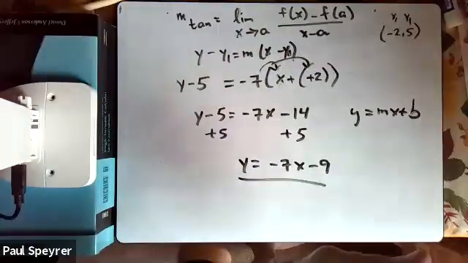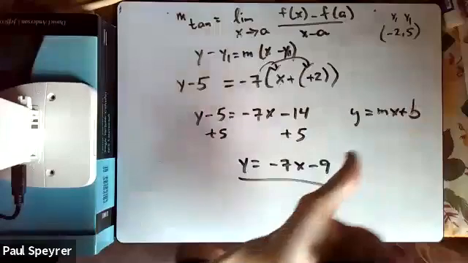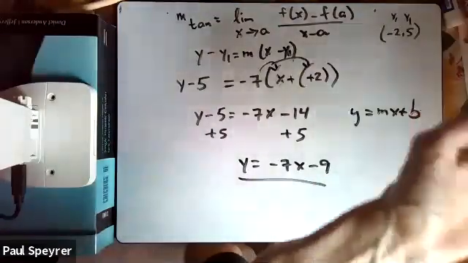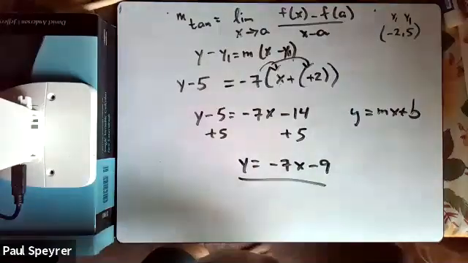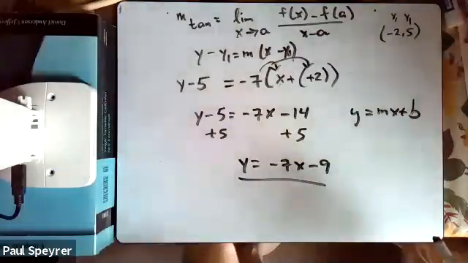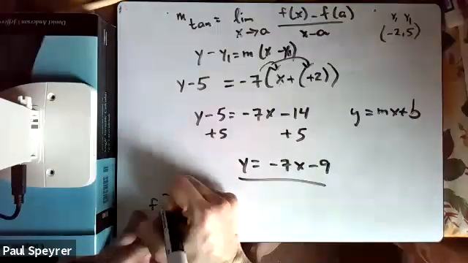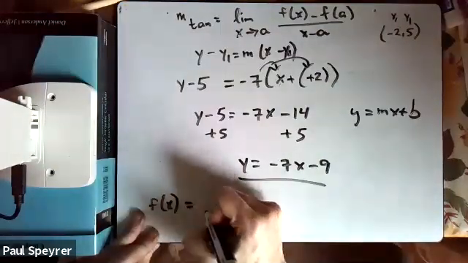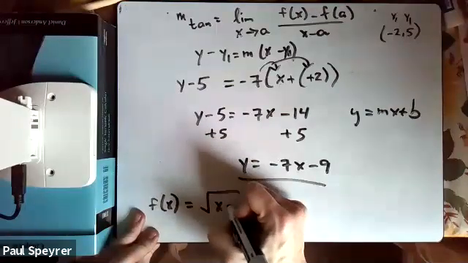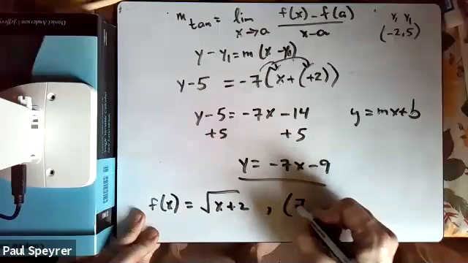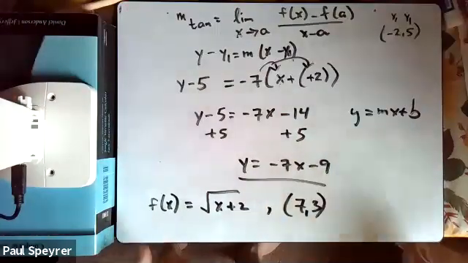For these problems, they will always give you the function, and they will always give you the point that they want it to be tangent to. And it doesn't matter what your function looks like. All right, like let's try this one right here, like f of x equals square root of x plus 2, and we want it to be tangent to the point 7, 3.